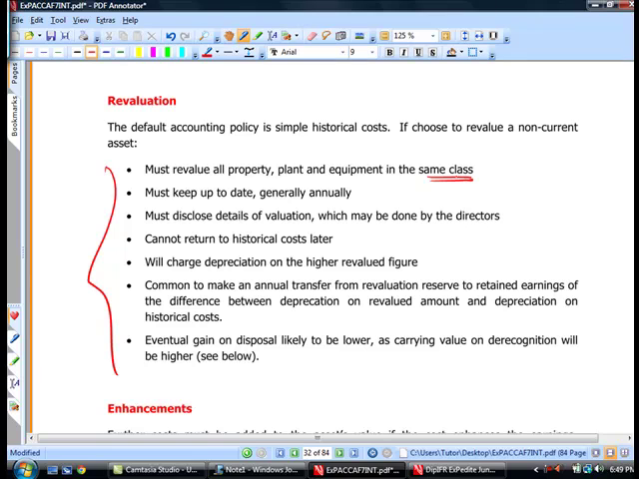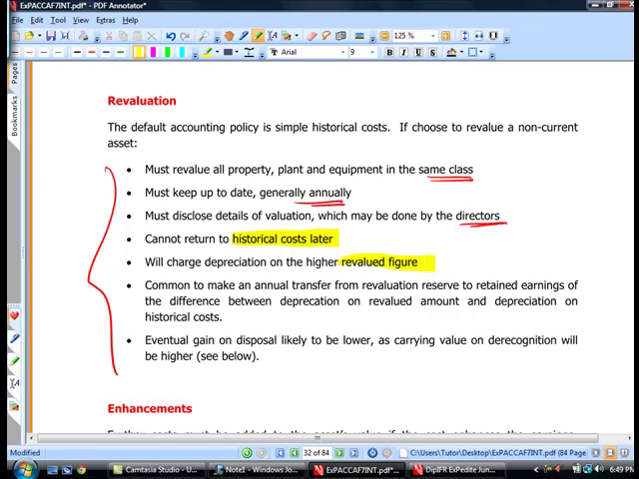The standard says sufficient regularity, not necessarily on an annual basis. You must disclose the valuation, details of valuation, and whether or not it was done by the directors. The problem with choosing this accounting treatment is you don't have the alternative to go back to historical cost later. Depreciation charge in P&L will be based on the revalued figure, meaning we will have a higher depreciation charge.